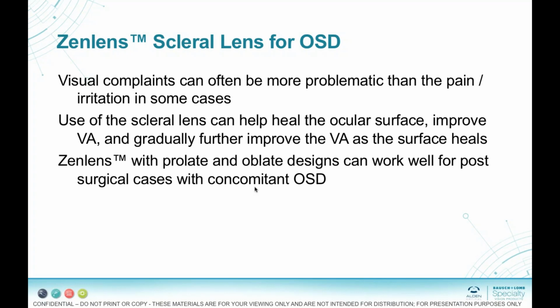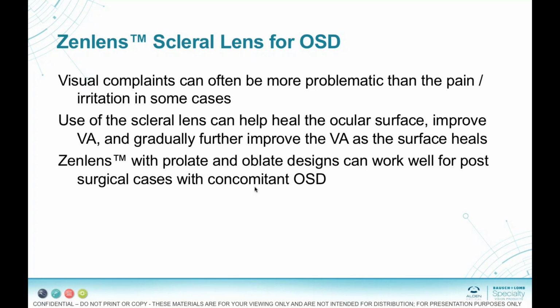And again, this is a great example of not every dry eye or ocular surface disease patient is going to have a normal shaped cornea. This is an individual who had radial keratotomy, had a really flat central cornea, and required a lens design that not only could help her ocular surface disease, but would accommodate the shape of her eye properly so that she had the best possible outcome.